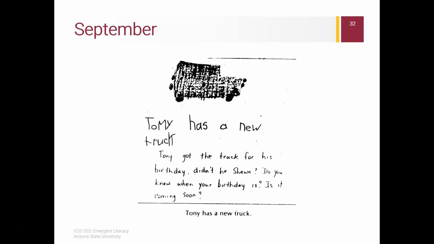Here is one of Sean's first journal entries from September. He has written, "Tony has a new truck." The teacher responds in writing, "Tony got the truck for his birthday, didn't he, Sean? Do you know when your birthday is? Is it coming soon?" Notice that Sean's entry is very short and most of the words are spelt conventionally. This shows that Sean is limiting himself to words that he already knows how to spell.